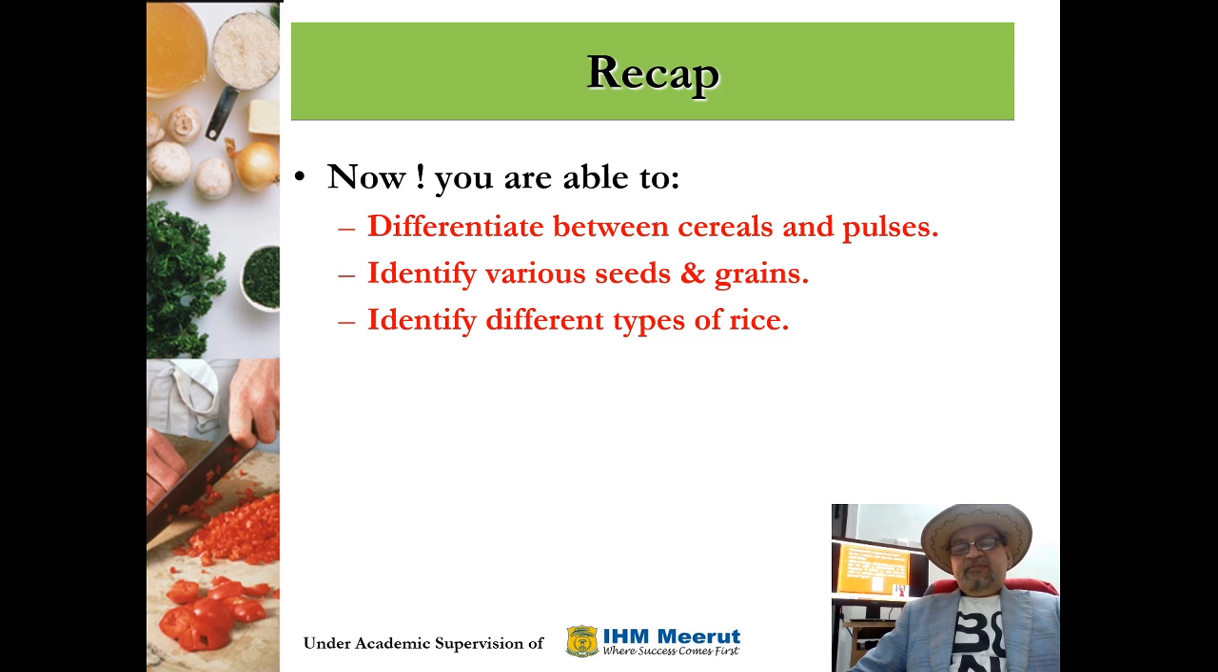With that we come to the end of the first part, which is cereals and pulses. By now you are able to differentiate between cereals and pulses. What is the difference between cereals and pulses? Cereals are seeds of grasses, whereas pulses are seeds of legumes, of beans. You are able to identify various seeds and grains and identify different types of rice.